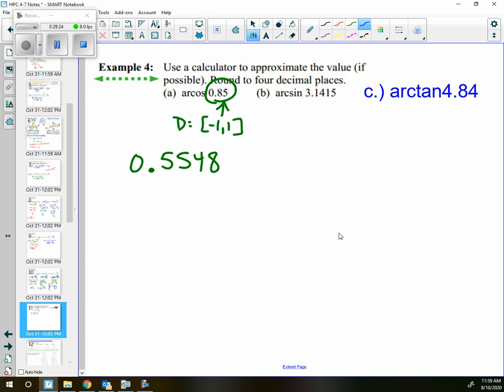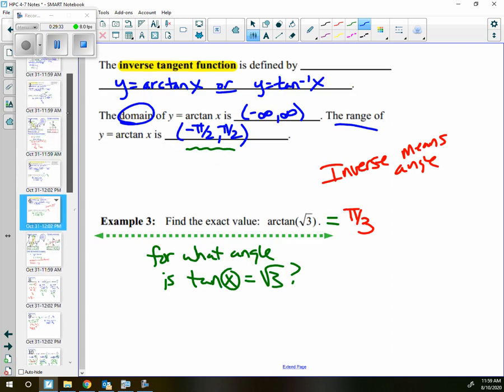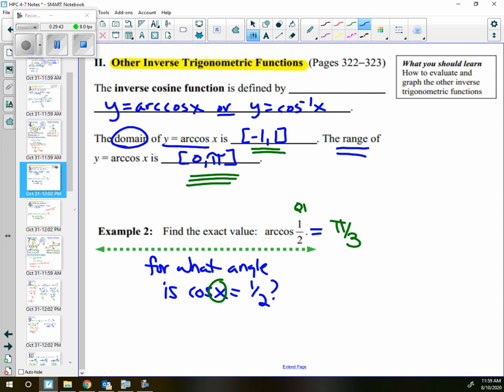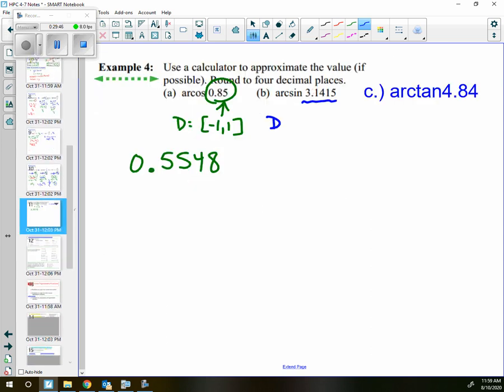All right, let's talk about the next one. Arc sine of 3.1415. Okay, so what's the domain for inverse sine? Let's go back to our inverse sine and find our domain. So inverse sine, domain is -1 to 1, right? That's our restriction here, -1 to 1. So the domain is -1 to 1. Is this in the domain of that function? Is 3.1415 in -1 to 1? No.